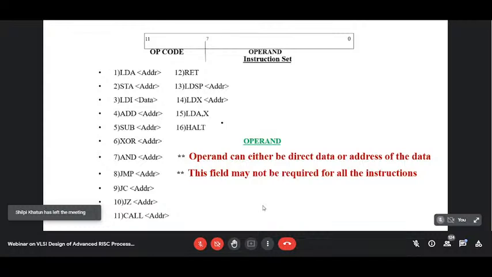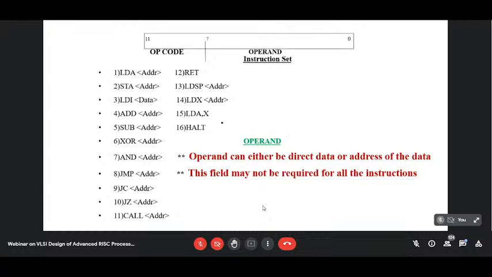and 4-bit opcode and 8 bits are operands. So 0 to 7 means 8 bits, therefore operand. Operand means basically address, and opcode is 8 to 11, 4 bits. So using 4-bit opcodes, how many instructions are possible? 2 to the power 4 equal to 16. Using 8-bit operands, how many address lines? Only 8-bit address lines means 256 locations.